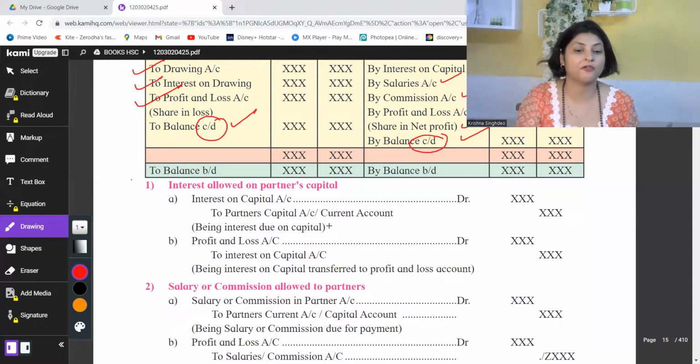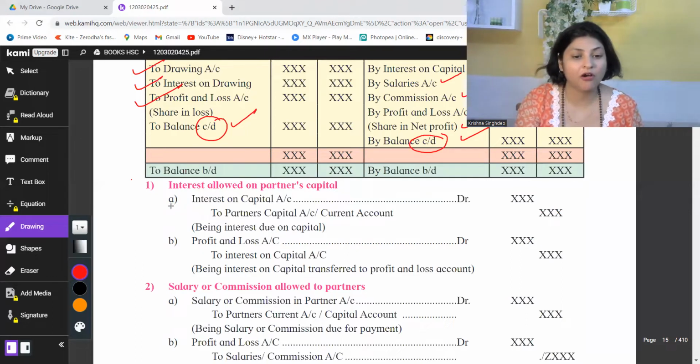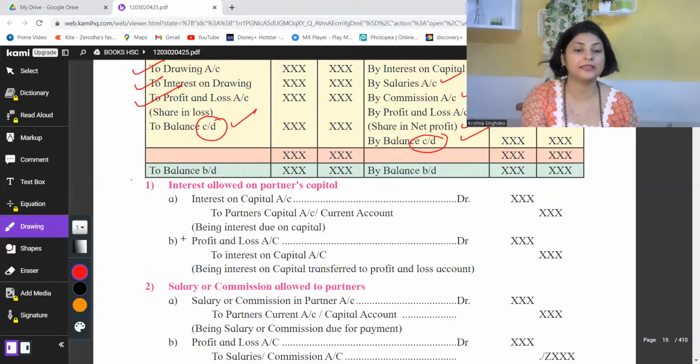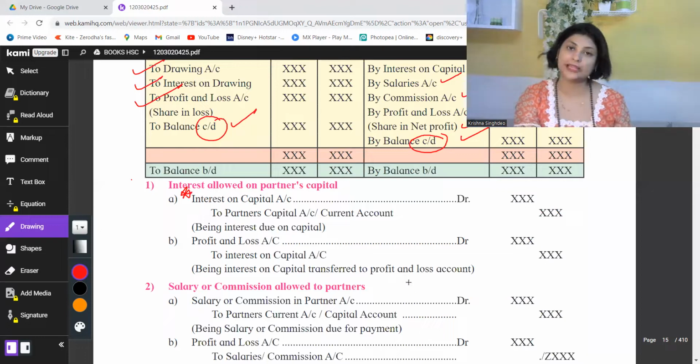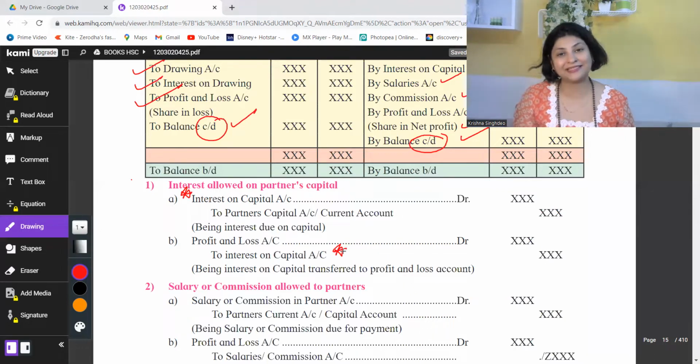Then the second entry, profit and loss account debit to interest on capital. So, these are called adjusting and closing entries. The first is the entry for giving the interest on capital to the partner, and the second is by closing the account. So the interest on capital account which was debited in the first entry is credited in the second entry. Means by passing this entry, what are we doing? We are closing the interest on capital account.